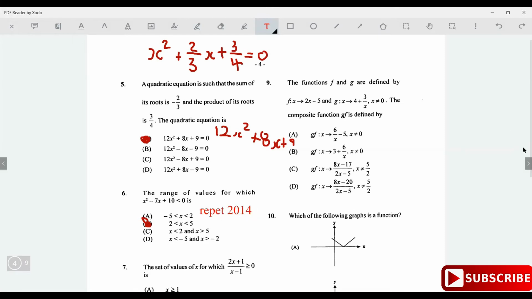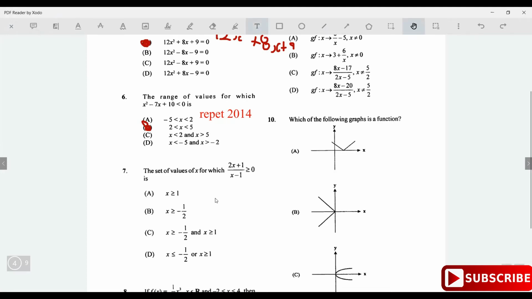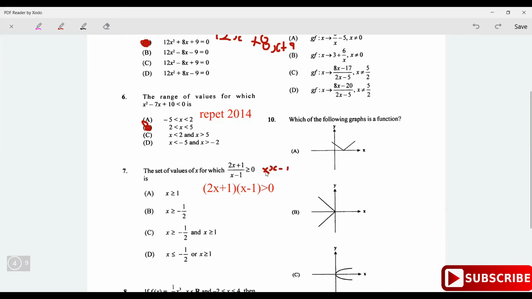Next question. Find the set of values for x for which this is greater than 0. So first thing you have to do is multiply both sides by (x minus 1) all squared. Multiplying by (x minus 1) squared, you're going to get (2x plus 1)(x minus 1) is greater than or equal to 0. That's what we multiplied it by, (x minus 1) squared.